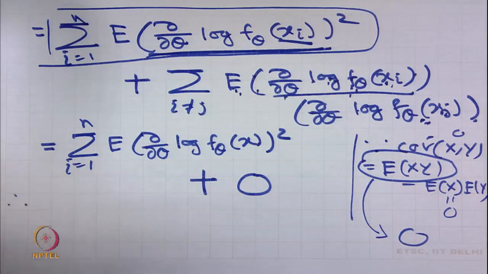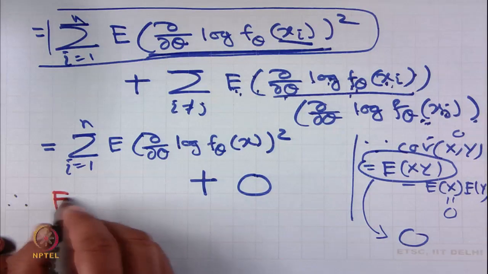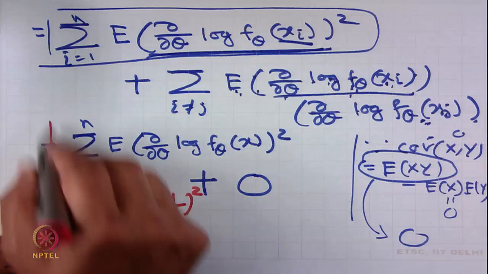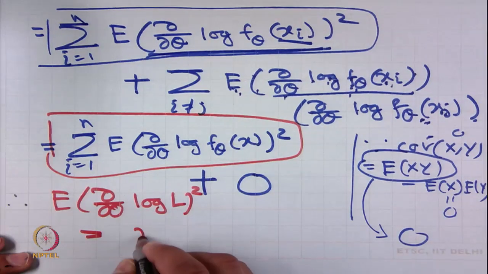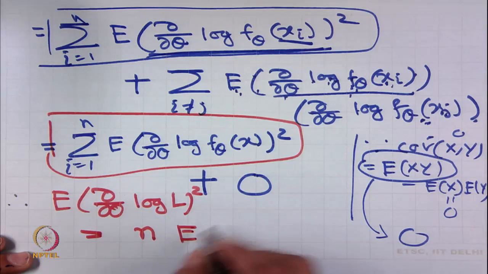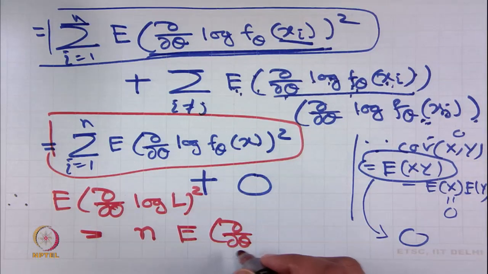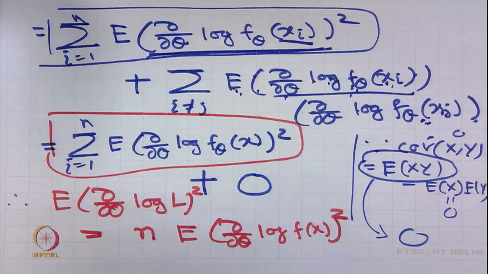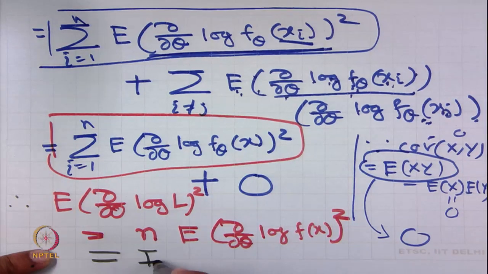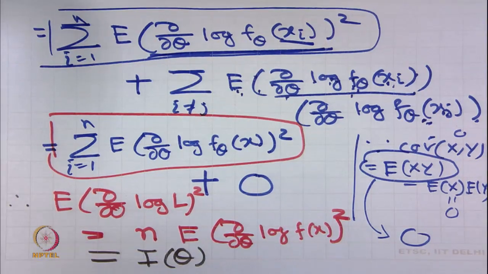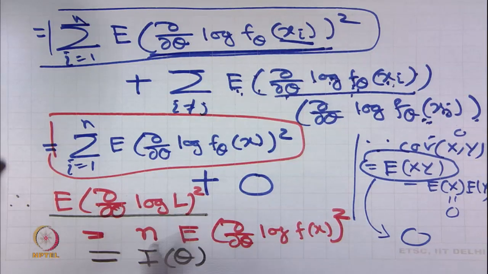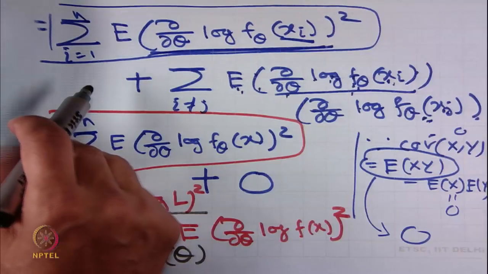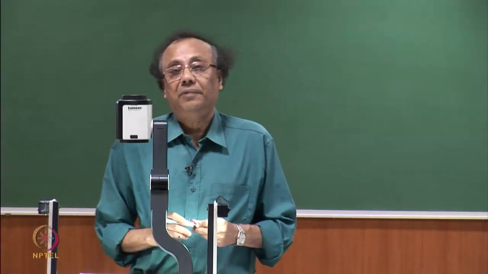Therefore, what we find is that expected value of (del del theta of log L) whole square is actually this term, which is nothing but n times expected value of (del del theta log f(x)) square. So, this is another interesting form of I theta. In solving problems, instead of using this, we may often use this as the denominator of the right hand side of the lower bound, or right hand side of the Cramer-Rao inequality.